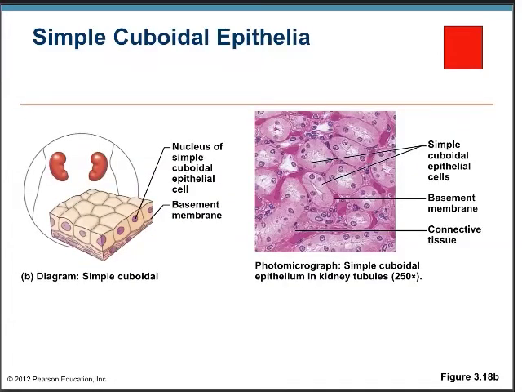Here's another example. This is simple cuboidal epithelia. This is a single layer of cube-like cells. We find this type of tissue in glands and lining their ducts. A duct is simply a hose that leads from a gland into another location. It forms, for instance, the walls of kidney tubules. It covers the ovaries, and it functions in secretion and absorption.